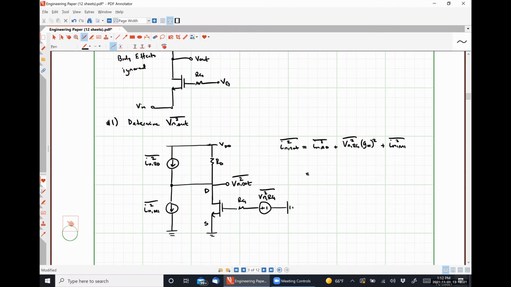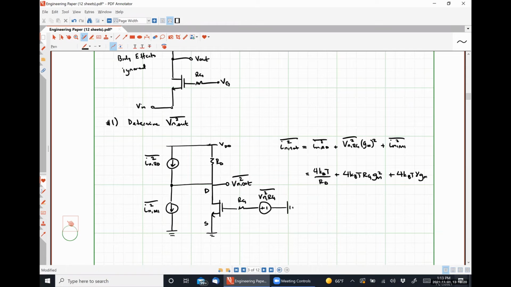And then just substituting in our values here, this is going to look like 4 kBT over RD. That's my noise current spectral density for resistor RD. Then I'm going to have 4 kBT times RG, which is my noise voltage generated by my resistor RG, multiplied by GM squared, which is converting it to a current at the output side of things. And then to this, I will add 4 kBT gamma GM, which is my thermal noise from my transistor.